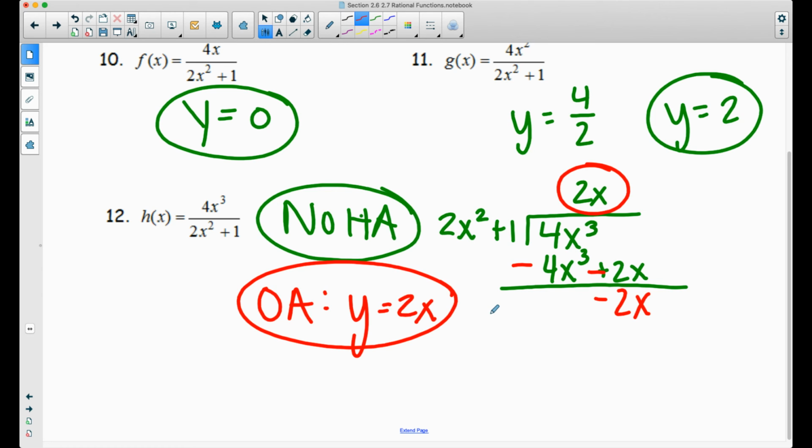Okay? So vertical asymptotes, poles, horizontal asymptotes, and oblique asymptotes. So far, any questions? Besides, it's just another thing to remember for this test. Okay.